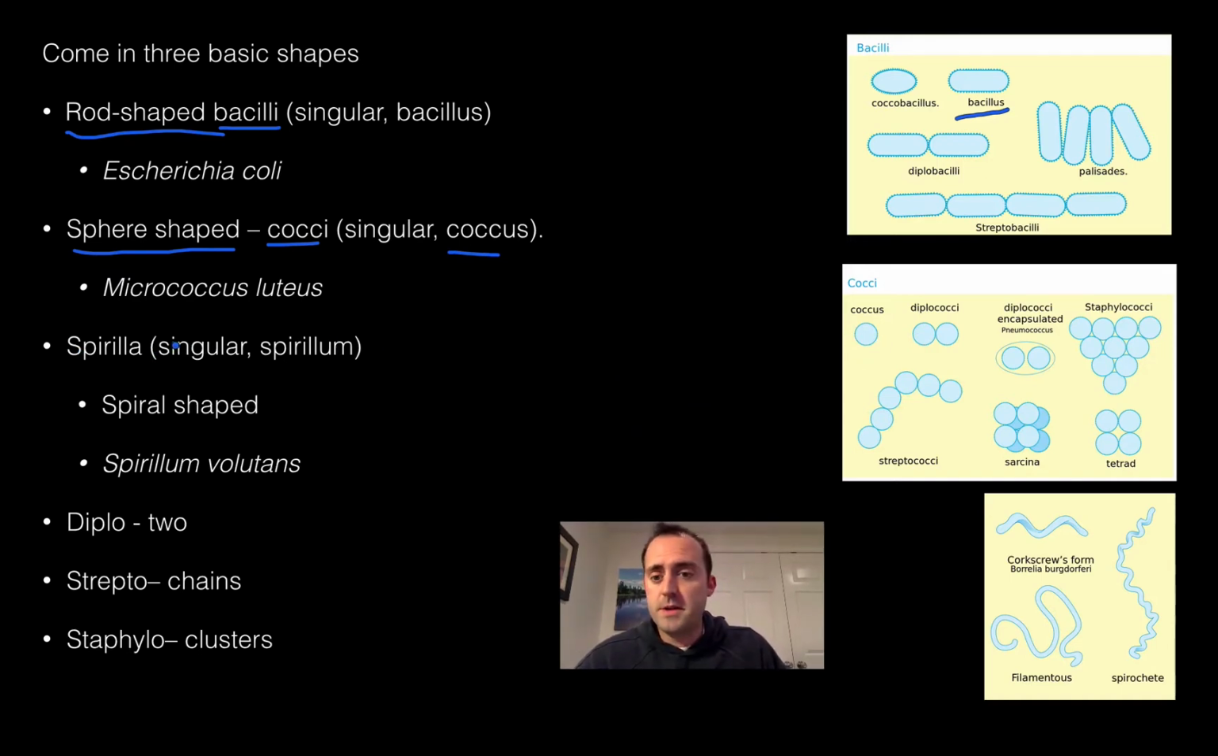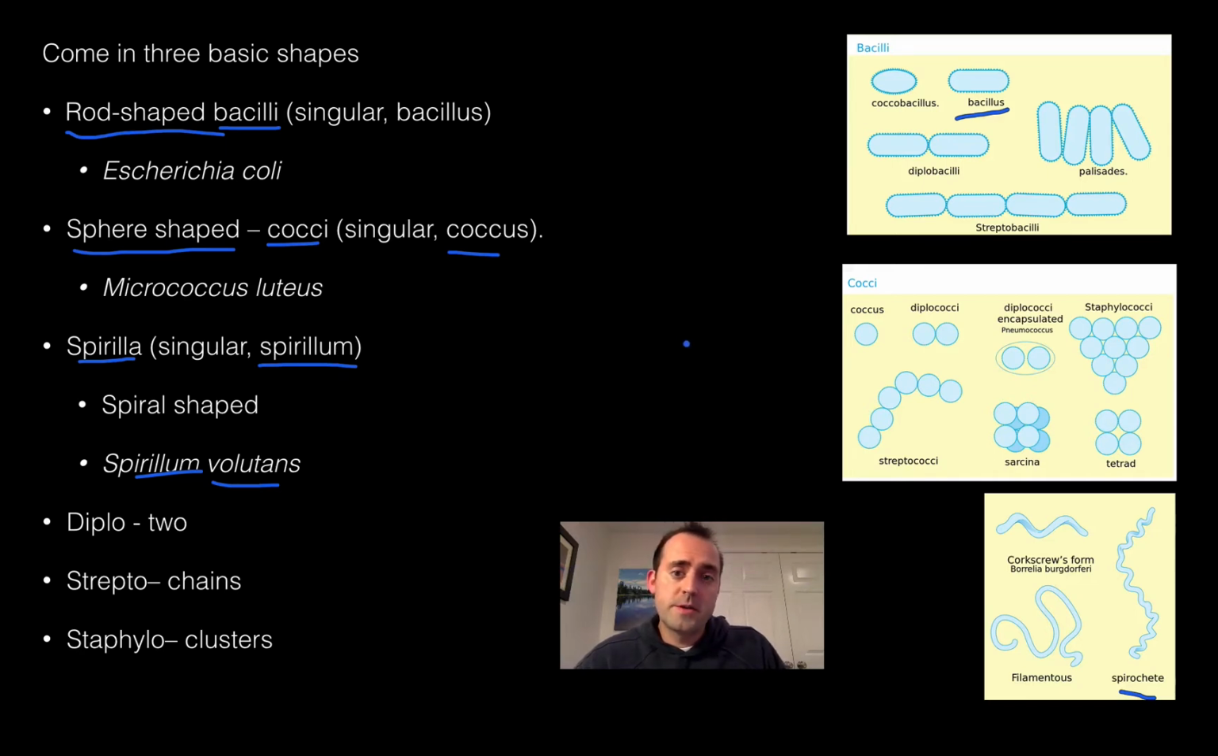And the really interesting shaped bacteria are the spirilla, or singular would be a spirillum. These are spiral-shaped bacteria, like Spirillum volutans is a spiral-shaped bacteria. Sometimes they're referred to as spirochetes. So these are the three basic shapes. There are more shapes that we could talk about, but these are the three basic shapes of bacteria.